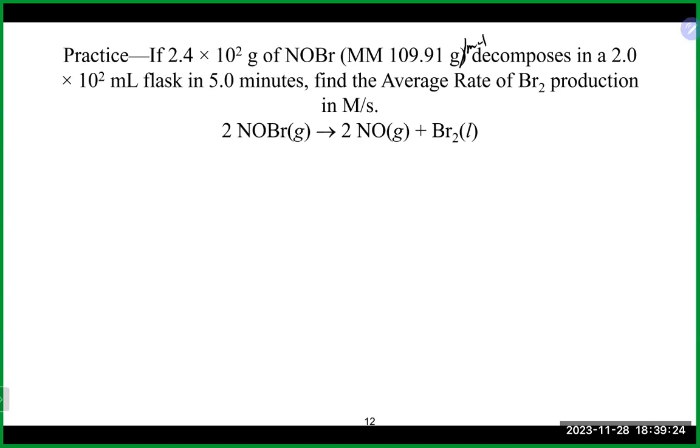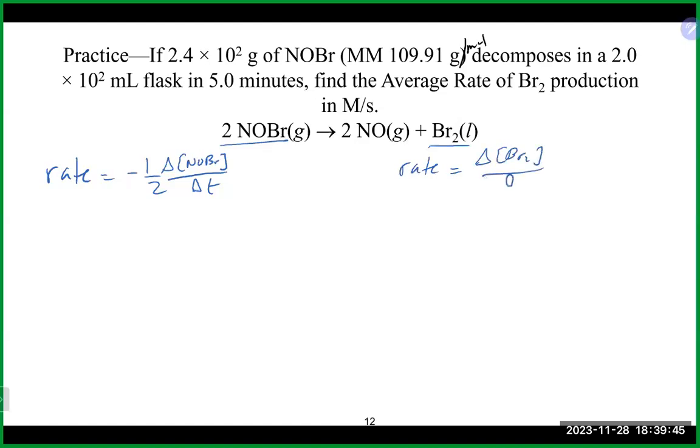Okay, so let's take a look and see how you're doing. Obviously, we're dealing with NOBr and we want to get to Br2. So we can write our two rate expressions. Our rate is equal to negative 1/2 times the change in the concentration of NOBr over the change in time. We also could have the rate is equal to the change in concentration of Br2 over the change in time. Once again, this coefficient is 1, so that's why we have nothing. 1/1 is 1.